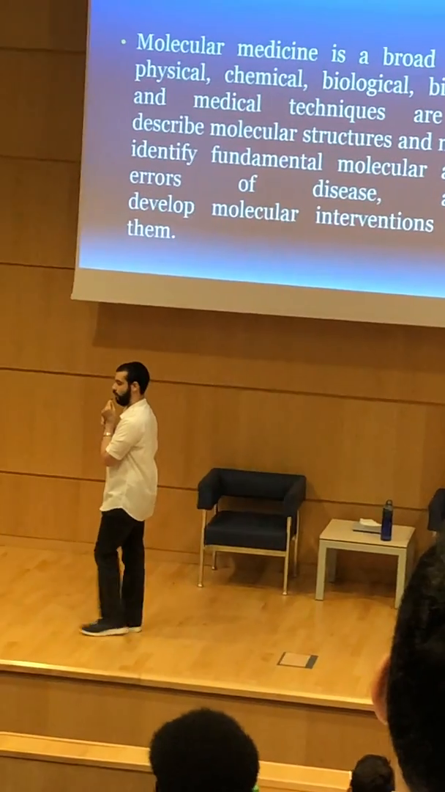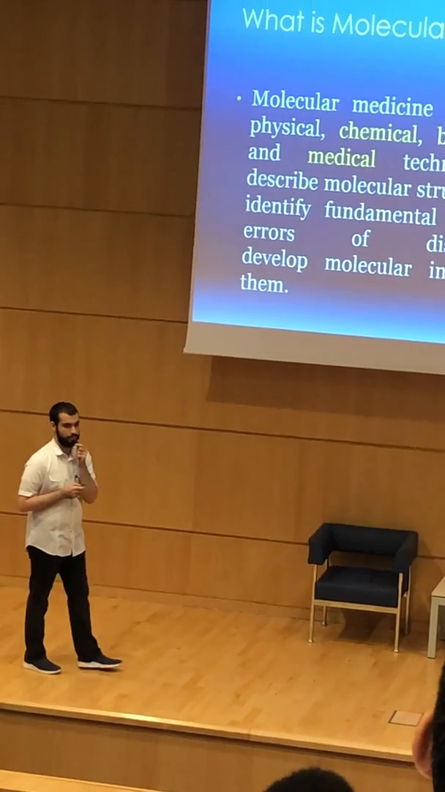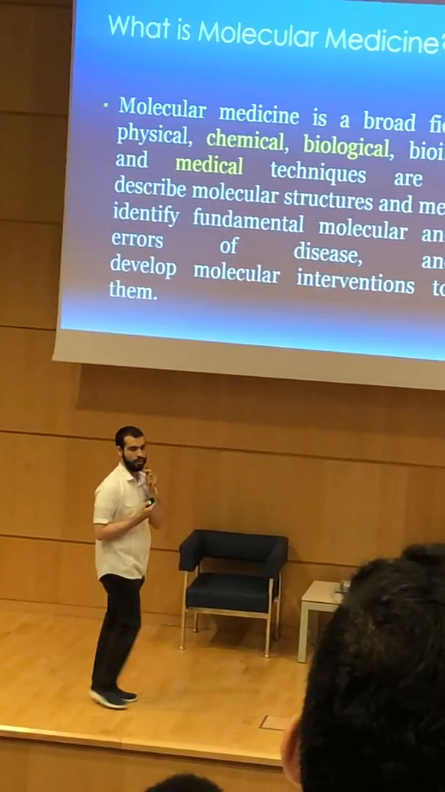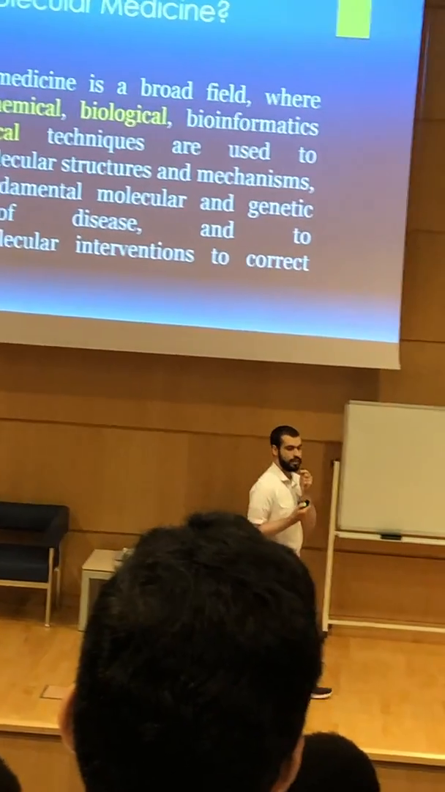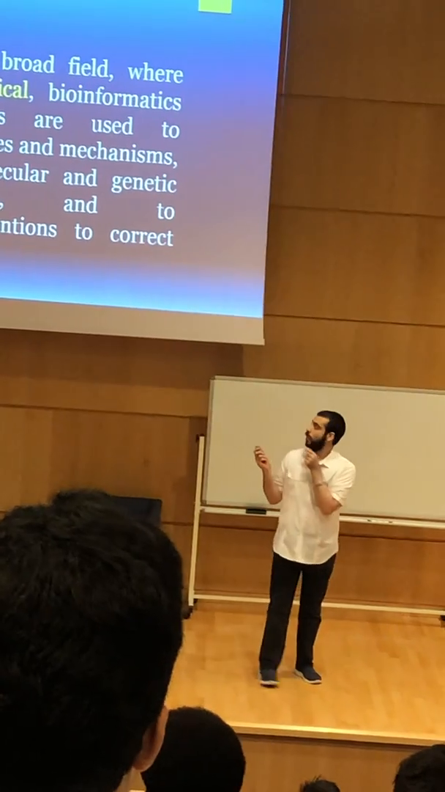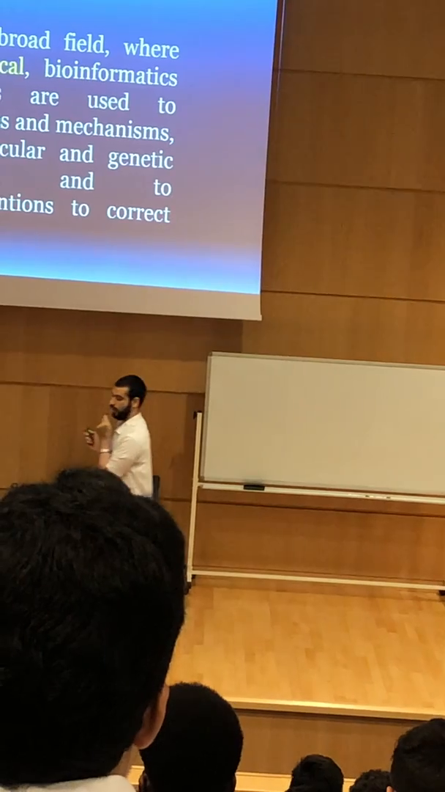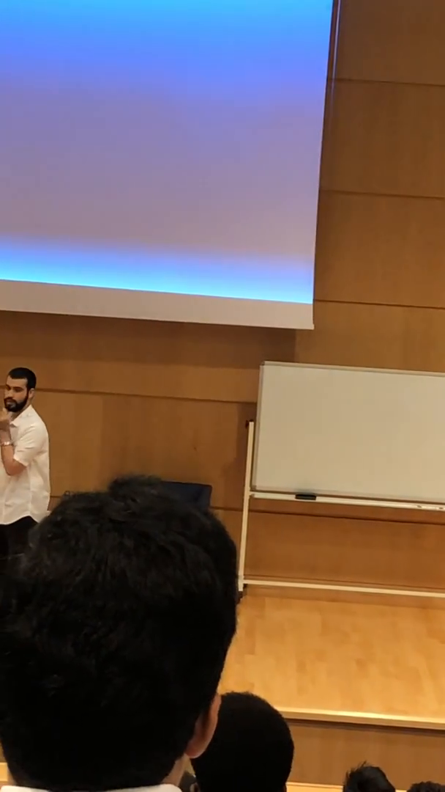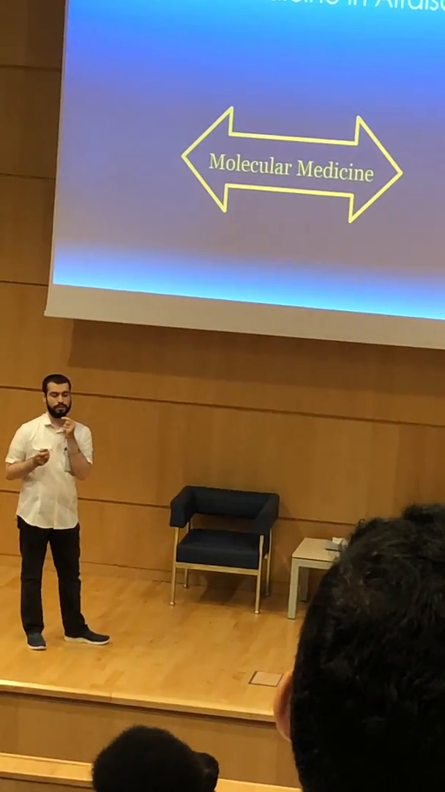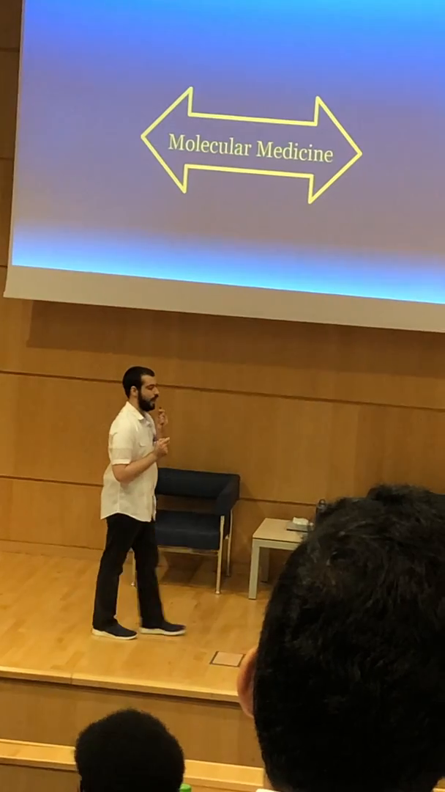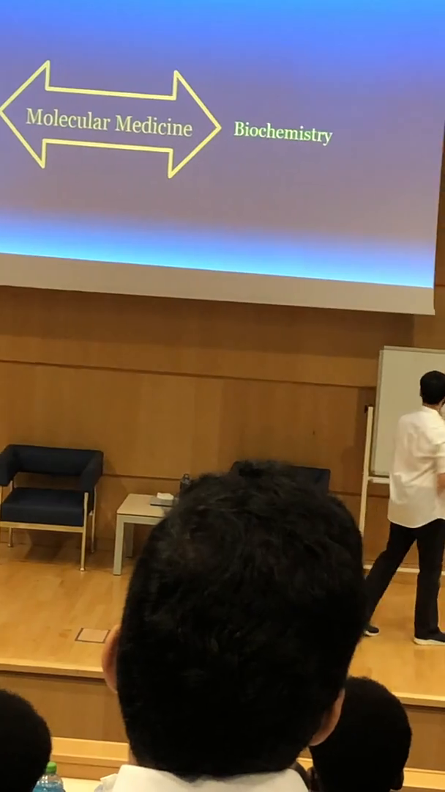So starting off, we will talk about these three words: chemical, biological, and medical. Medical is pretty obvious. We are medical students. We will study everything in molecular medicine in a medical context, the diseases and how to treat them. What about chemical and biological? Well, this is what our University of Alfaisal focused on in this course. Molecular medicine, as I said, is a broad field. It has many subspecialties, but the two subspecialties Alfaisal University focused on are biochemistry and cell biology.